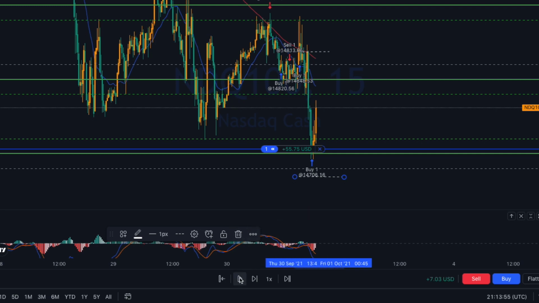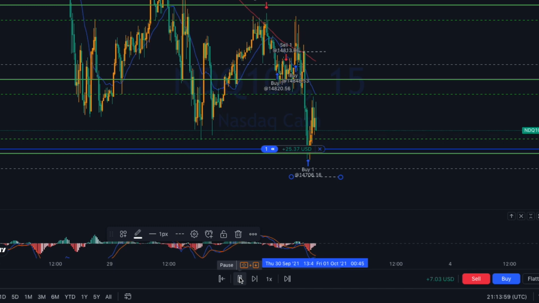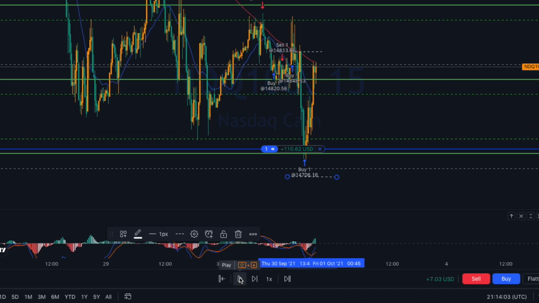So let's go. Okay, so this one's doing all right. It looks like it's doing all right. Okay, so I'm actually out of this trade in profit. So we're going to hit sell. So I've won 1 trade, I've lost 1. Actually no, I've won 2 trades and I've lost 1. Right, so let's just hit play and see what happens.